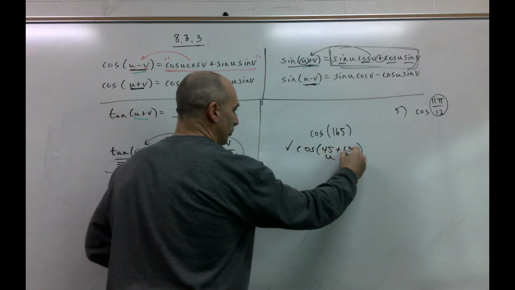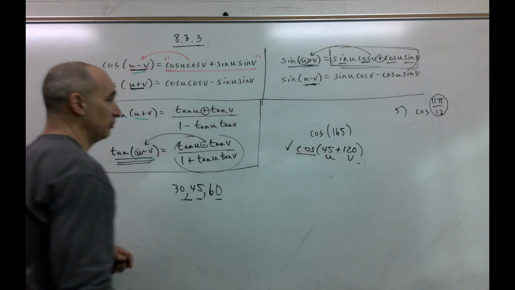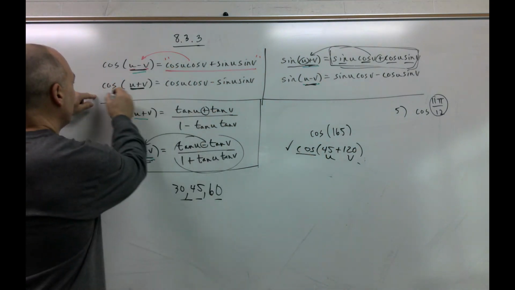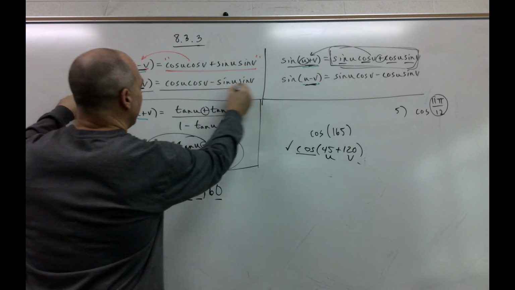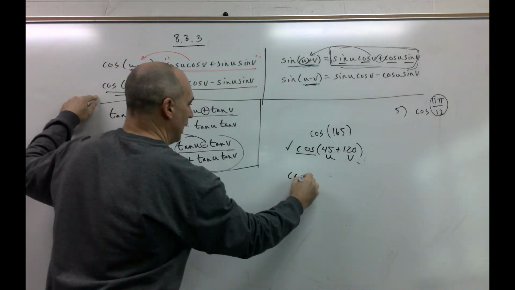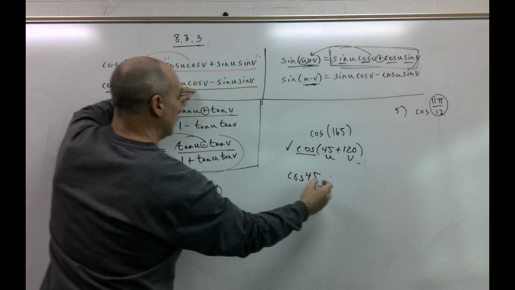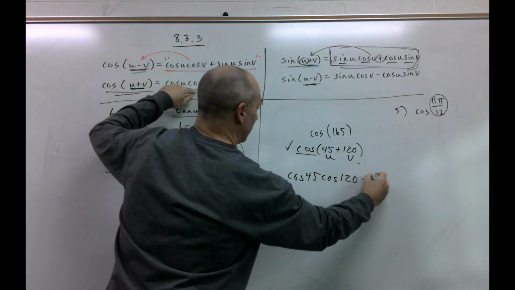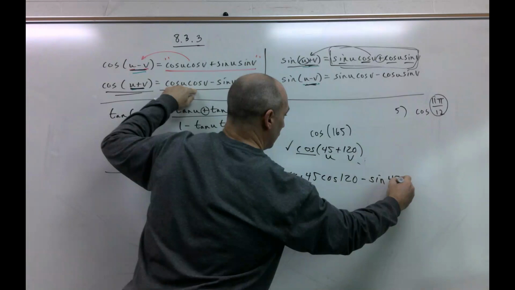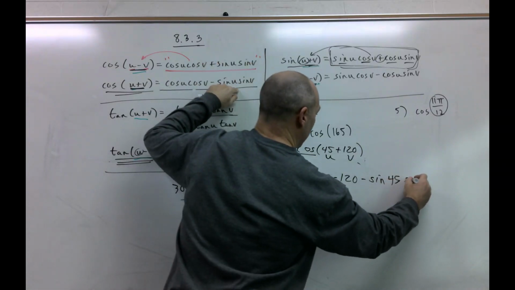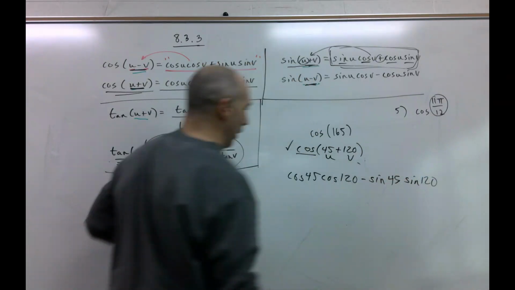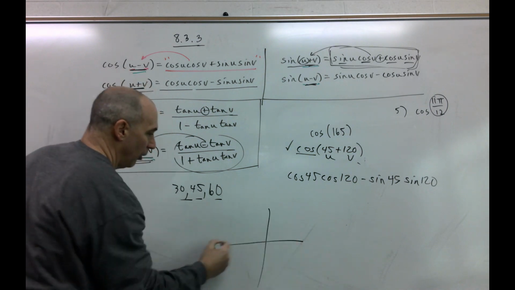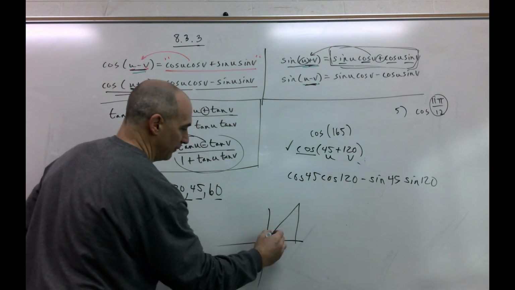So here's my u, here's my v, and it's cosine, and it's plus. So I need to focus on this, and there's my formula. So cosine of u, cosine of v, minus sine of u, sine of v, and now we're off to the races. So I shouldn't have erased that 45, 45, 90, but whatever.